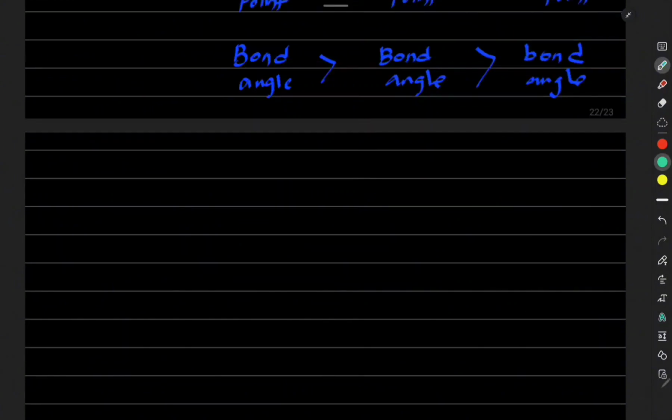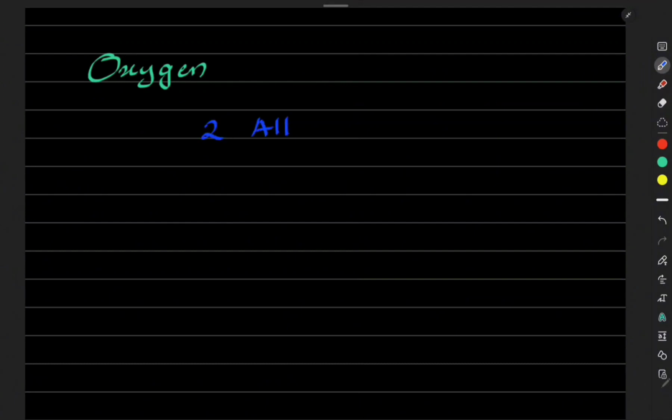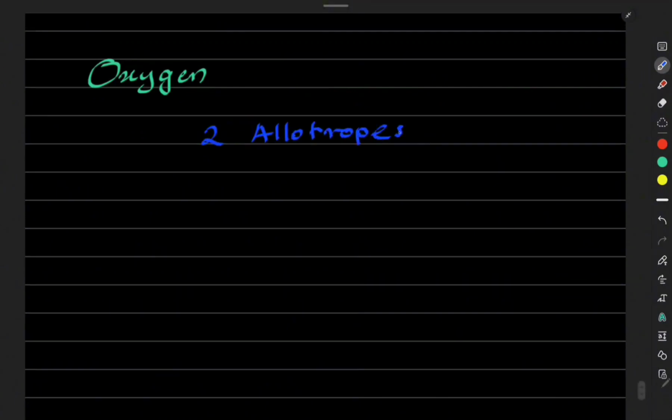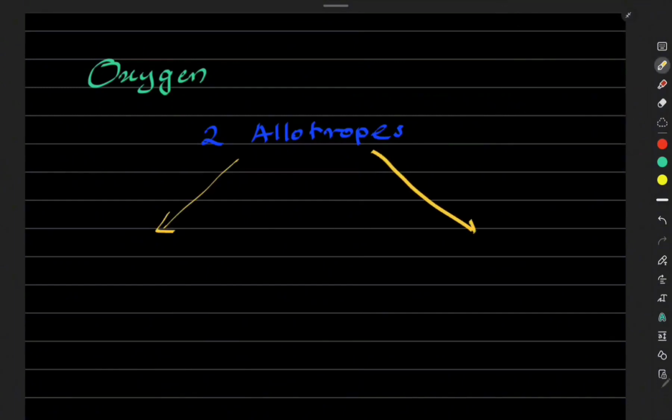Our next subtopic is oxygen. Let's discuss oxygen. Oxygen has two allotropes. The first allotrope is O2, which we call dioxygen, and the second allotrope is O3, which we call ozone or trioxygen.